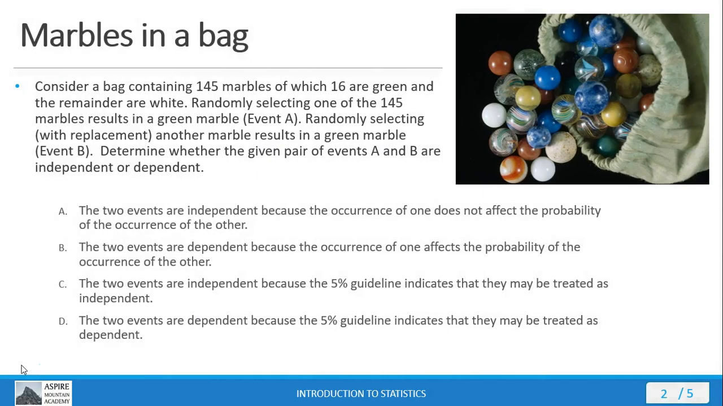So let's look at an example where we've got marbles in a bag. Let's say we've got a bag with 145 marbles, and of those 145 marbles, 16 are green, and every other marble in the bag is white. If we randomly select one of the 145 marbles, and let's say we get a green marble, we're going to call that event A. Then we put the marble back in so it can be selected again, so we're selecting with replacement. We select another marble and we get a green marble the second time.